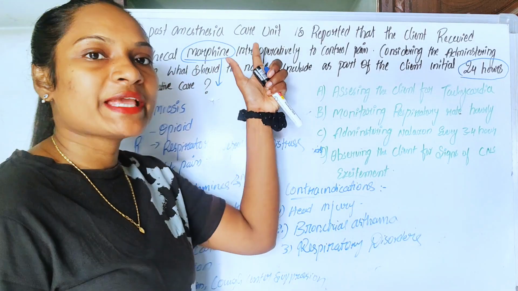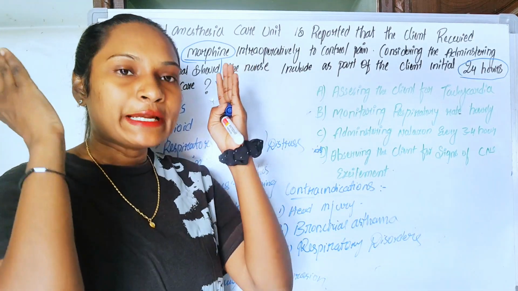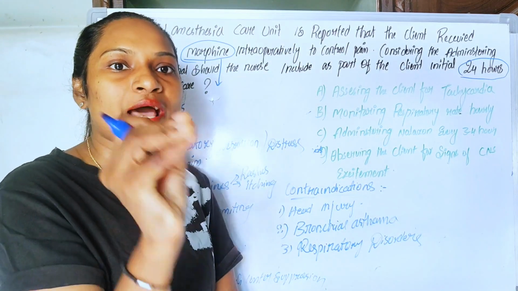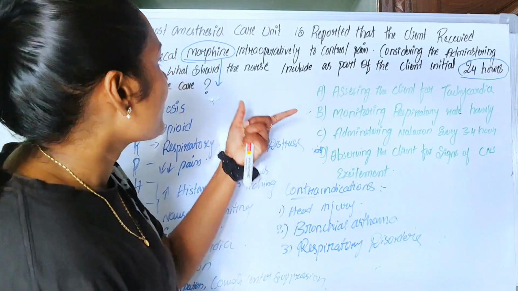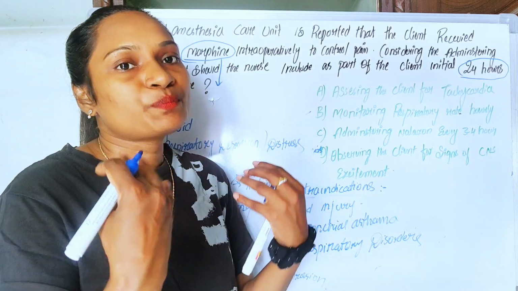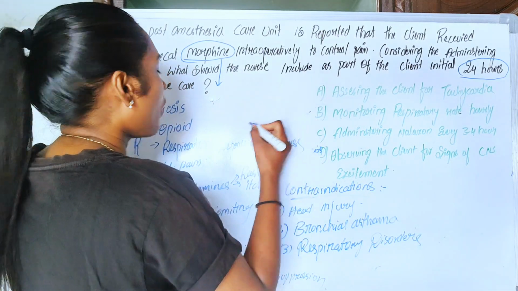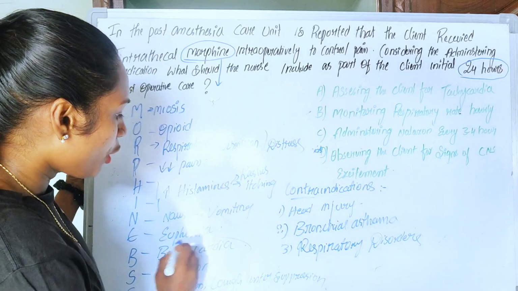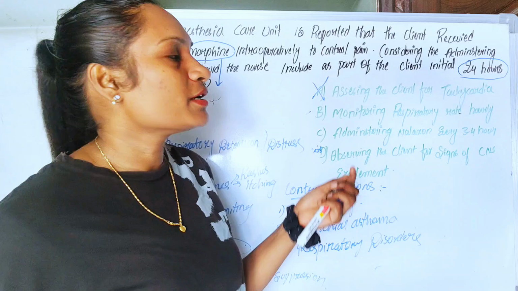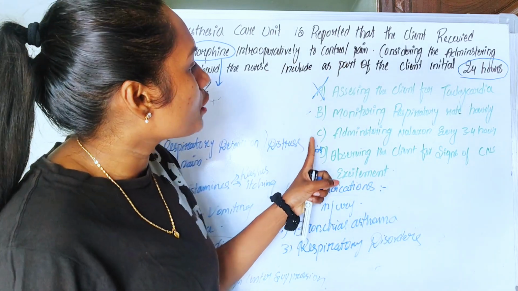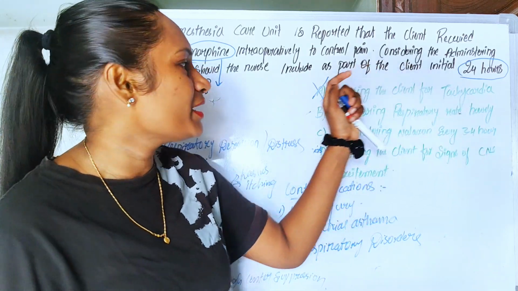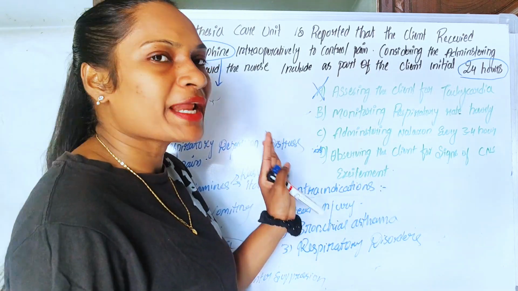Now we will see a question. The patient already got morphine in the intraoperative period and has now reached post-operative management. For the first 24 hours, what will the nurse observe? First option, assessing the client for tachycardia. If the patient has taken morphine, it causes bradycardia, not tachycardia, so no need to observe for tachycardia. That option is wrong. Moving on to option B, monitoring respiratory rate hourly. Somewhat okay, so we'll see the remaining options also.